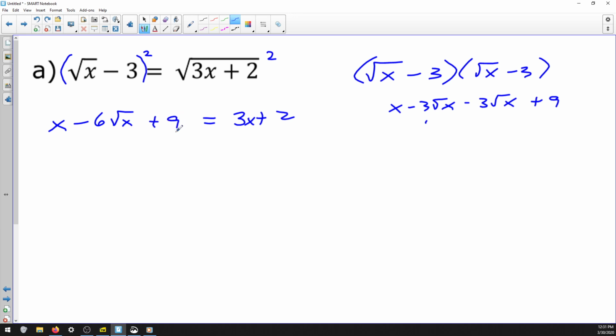So that's my first step. I got rid of one of the radicals, and then just the left-hand side did whatever it did. Now my job is to get rid of this second radical. I don't want any radicals, so now my job is going to be to get this one alone.